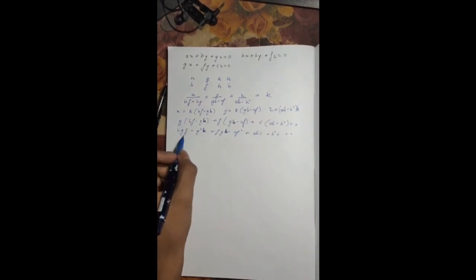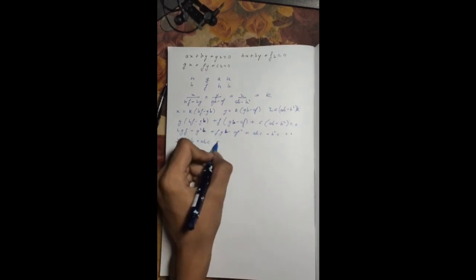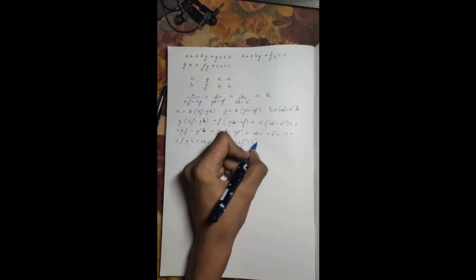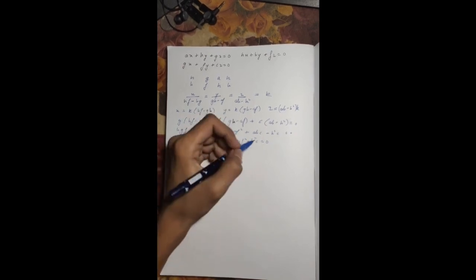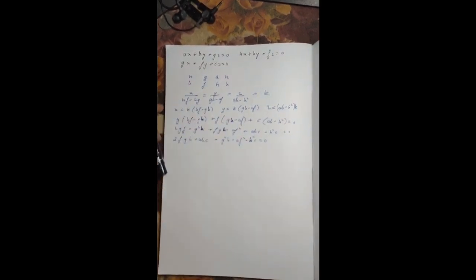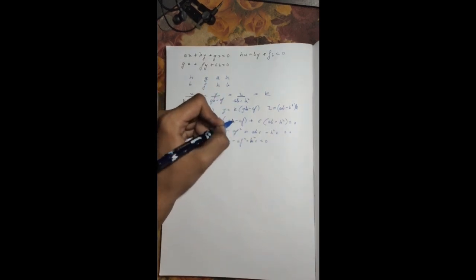fgb, fgb, 2fgb plus abc minus g square b minus af square minus b square c is equal to 0. Here this is h. This is h. This is h. It's going to be h. It represents an h.